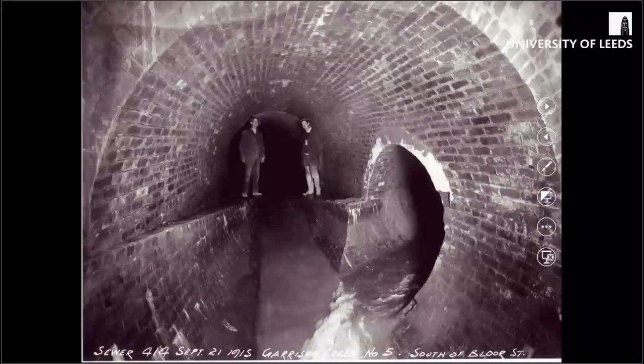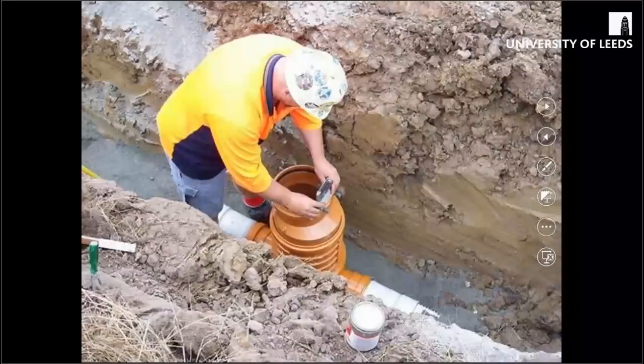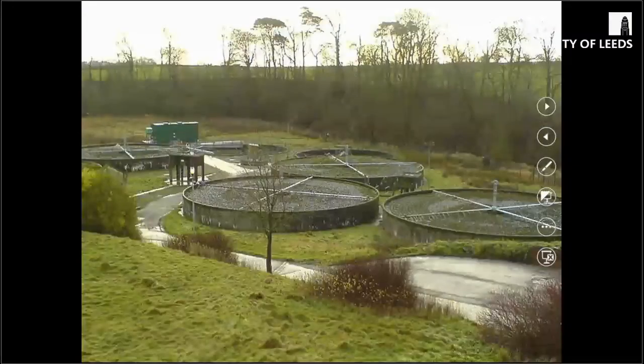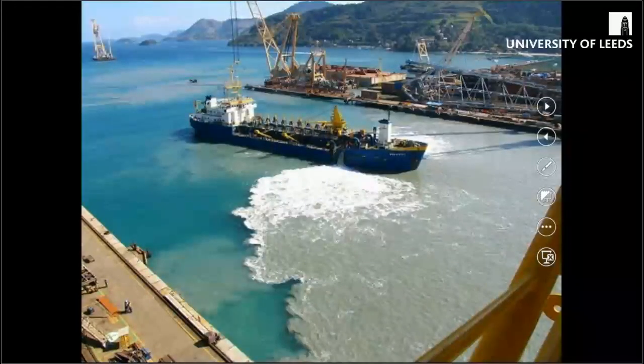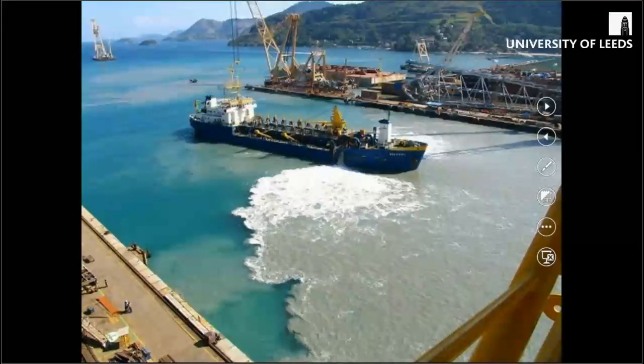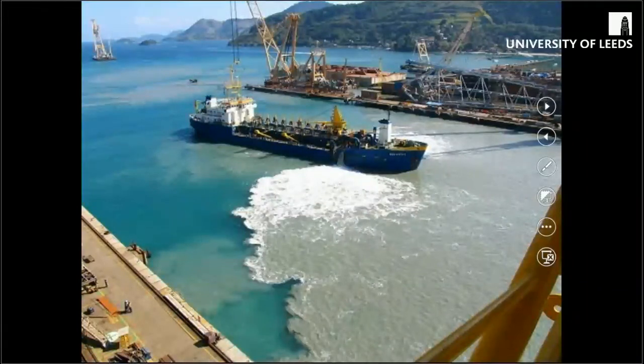We have to look at drains and sewers, design the size of the sewer. Ports, more drains. Sewage works, really important. Environmental flows. While we're not going to be looking specifically at environmental flows in this course, you will have the opportunity in third and fourth year to do projects involving environmental flows and pollution within the flow.